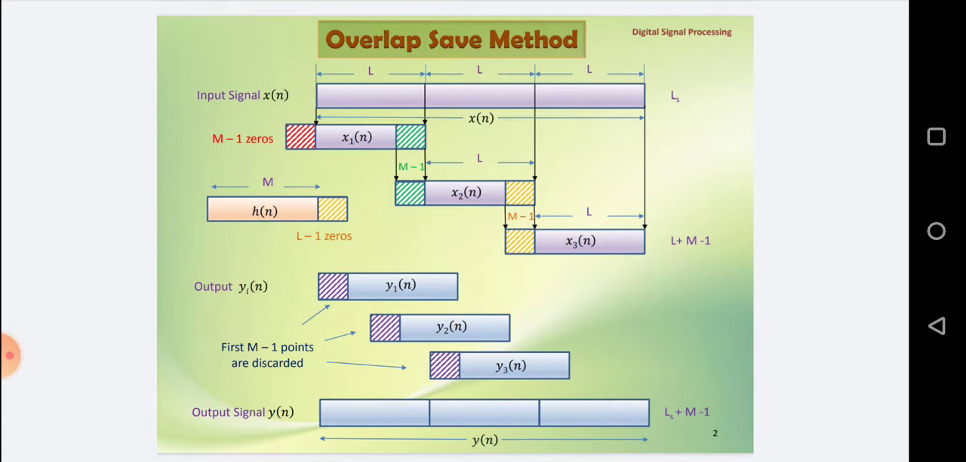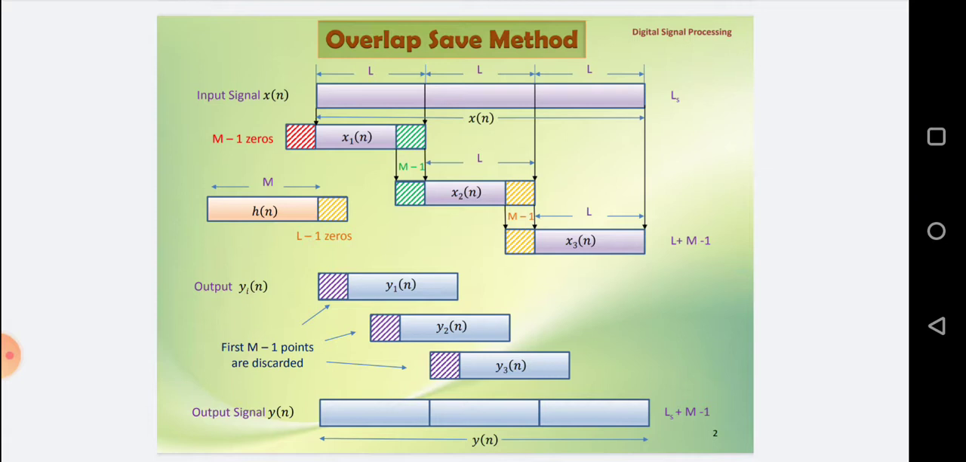Now the length of x1, x2, x3 will be capital N equal to L plus M minus 1. So as per our concept of circular convolution, the length of both sequences should be equal. As h of n is of length capital M, to make it equal to N, we have to add L minus 1 zeros in h of n. So after adding L minus 1 zeros, the length of h of n will be equal to capital N equal to L plus M minus 1.